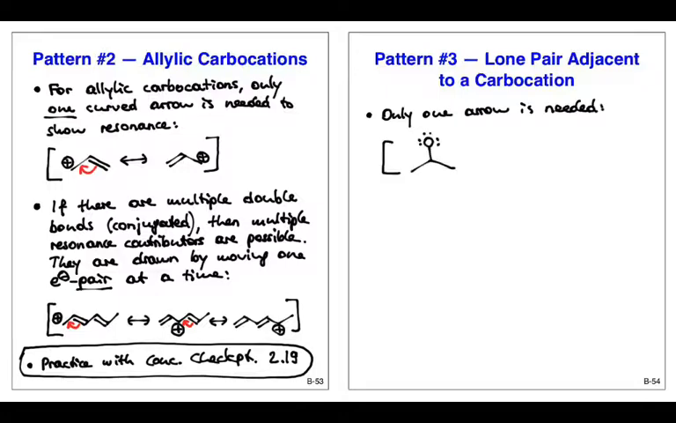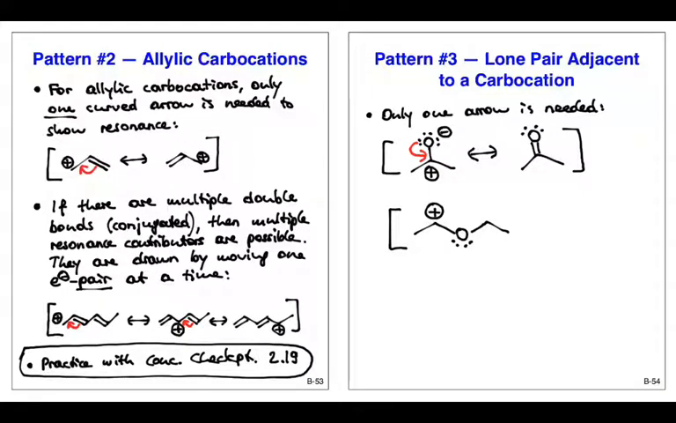The pattern number 3 now is a lone pair which is adjacent to a carbocation. So here again we only need one arrow, and I drew already an example structure. We can draw the arrow to push the lone pair to the carbocation to make a double bond, and we get, in this case, acetone. Okay, so that's a relatively straightforward pattern. We can do the same thing with the next structure here, and in this case now the oxygen gets a positive formal charge.